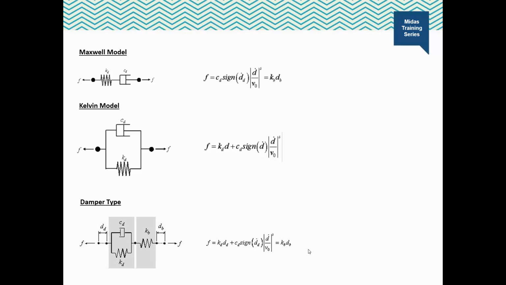There are three types of viscoelastic dampers available. First is the Maxwell model. The Maxwell model consists of a linear spring and a viscosity damper connected in series. So here we have a linear spring and a viscosity damper which are connected in series.